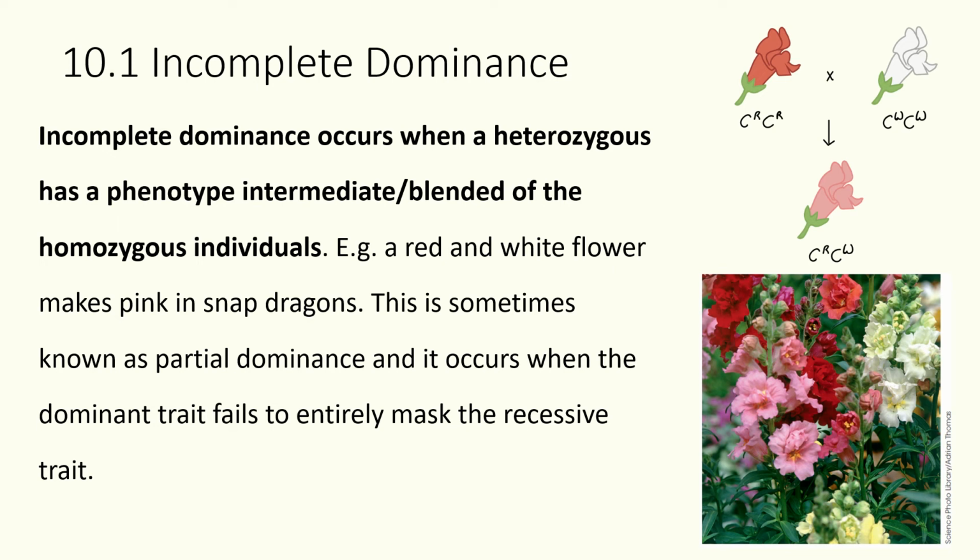But the heterozygotes, the ones that have a dominant and recessive, or one of each allele, will actually show incomplete or partial dominance, where the dominant trait doesn't entirely mask the recessive trait. So we end up with sort of a blend. Easiest example, if we've got red as dominant and white as recessive, then the blended or incomplete dominant heterozygote is going to be pink.